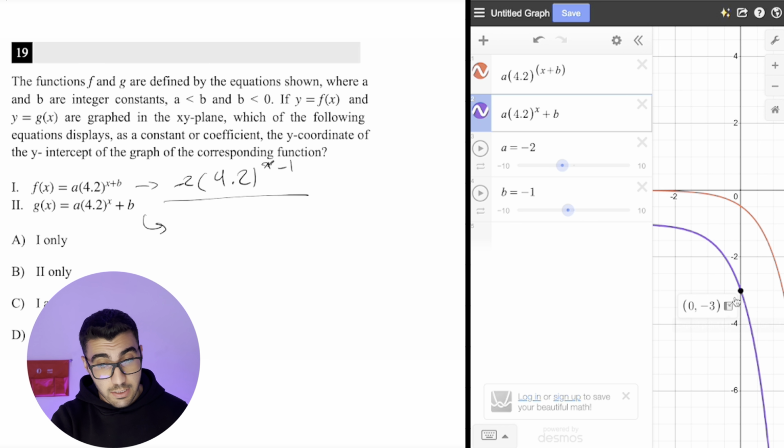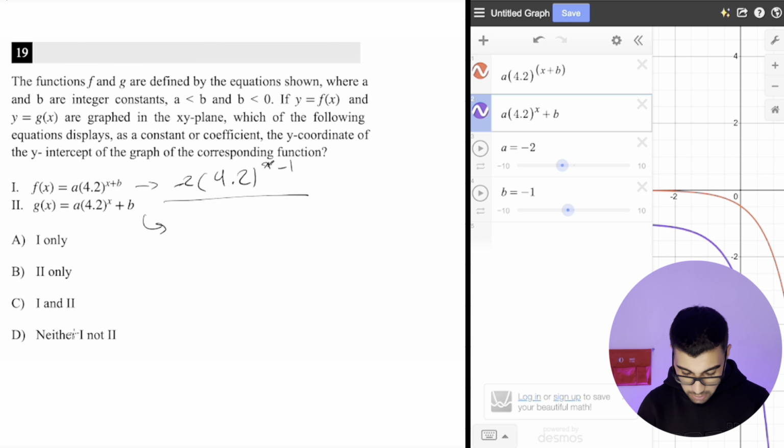So let's see if we see -3 here. It's -2 times 4.2 to the x minus 1. Do you see -3 as a constant in this function? No. So both of them, we don't see the y-intercept as a constant or coefficient. So it's going to be choice D for this question.